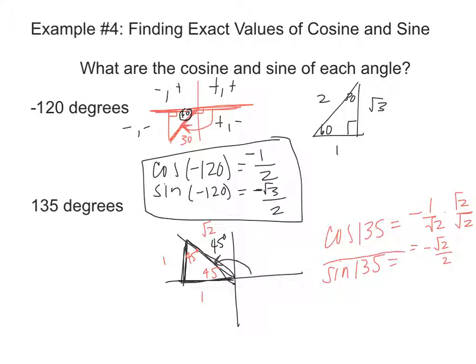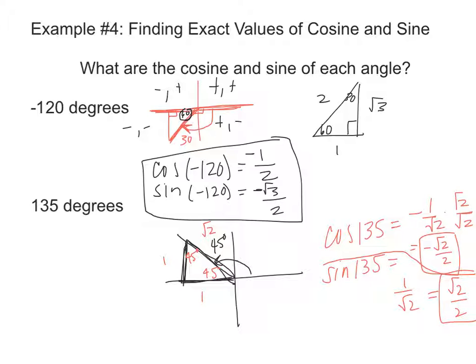Let me kind of separate that. And then sine of 135, again, is going to be just 1 over the square root of 2. But again, doing the exact same work I just showed you, you'll get the square root of 2 over 2 as a final answer there. So the cosine of 135 is negative square root of 2 over 2, and the sine of 135 is the square root of 2 over 2.